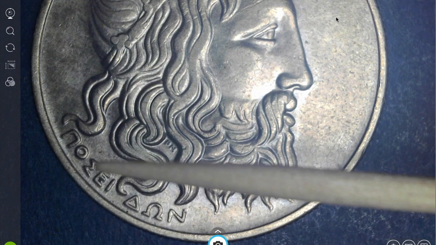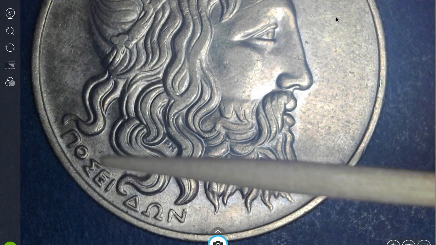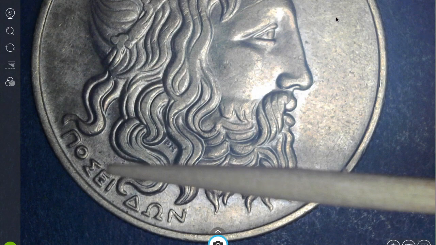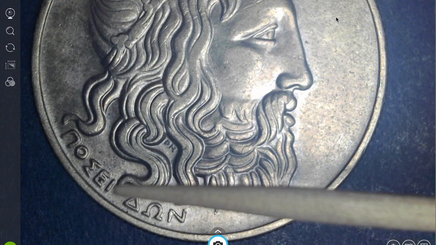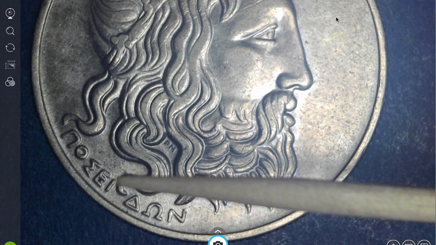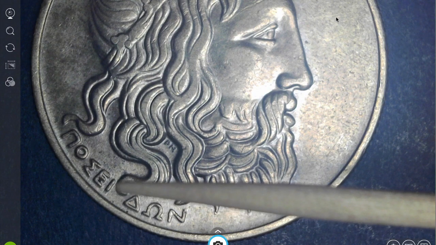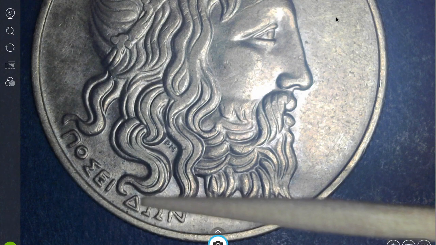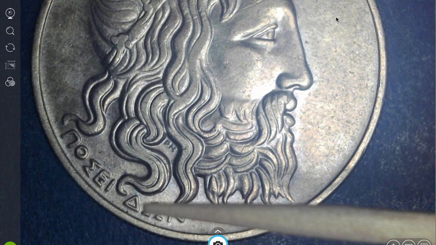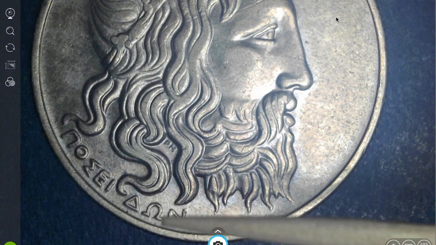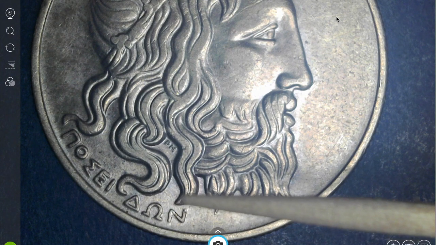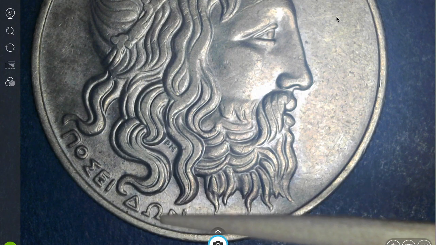Then we have this character. This is sigma. It's pronounced s. This is epsilon. That's the short E. And this is iota, which is sort of like a long E. That's followed by this character. It looks like a triangle, and that is delta. That's pronounced duh. Then we have this character, which is omega. And omega is pronounced O.